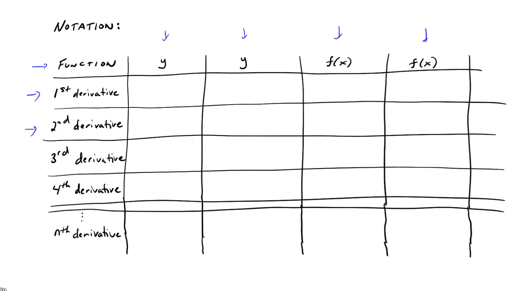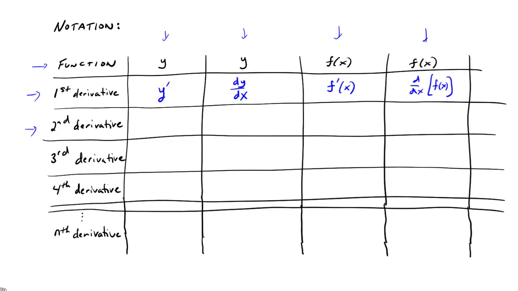So the first derivative, if I'm just using prime notation and I'm calling the function y, could just be y prime. Or I could say dy dx if I'm using the Leibniz. Okay, if it's called f of x, I could do f prime or f prime of x, or I could use the d dx of f of x.